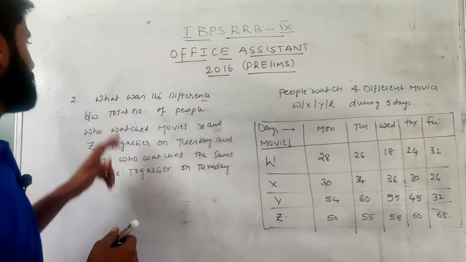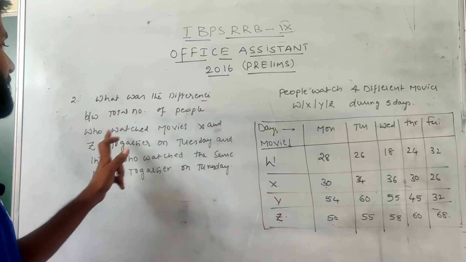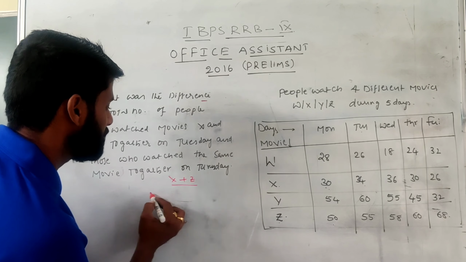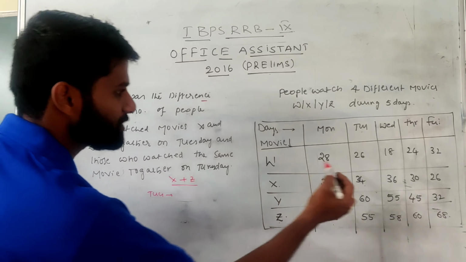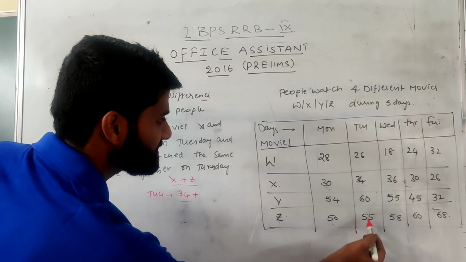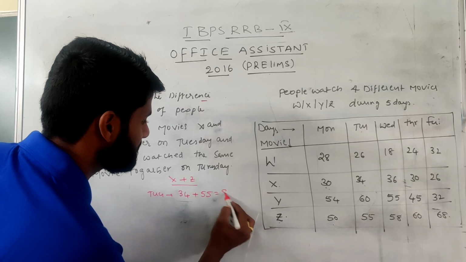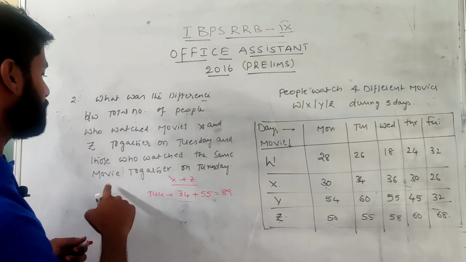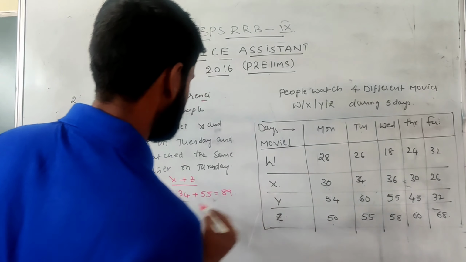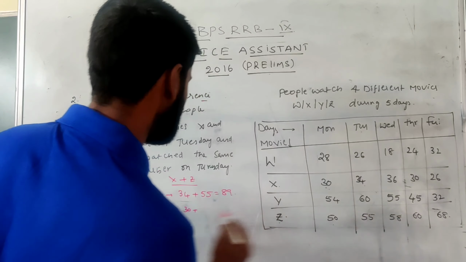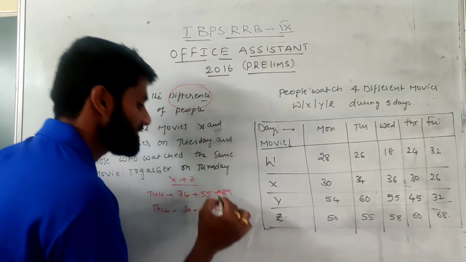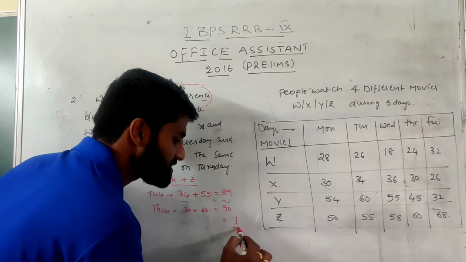This is the next question. What was the difference between the total number of people who watched the movies X and Z together on Tuesday and on Thursday? On Tuesday, X and Z together means 34 persons plus 55 persons. The value becomes 89. And the same movies on Thursday: X is equal to 30 members and Z is equal to 60 members. The total becomes 90. We need to find the difference, which is equal to 1 only.